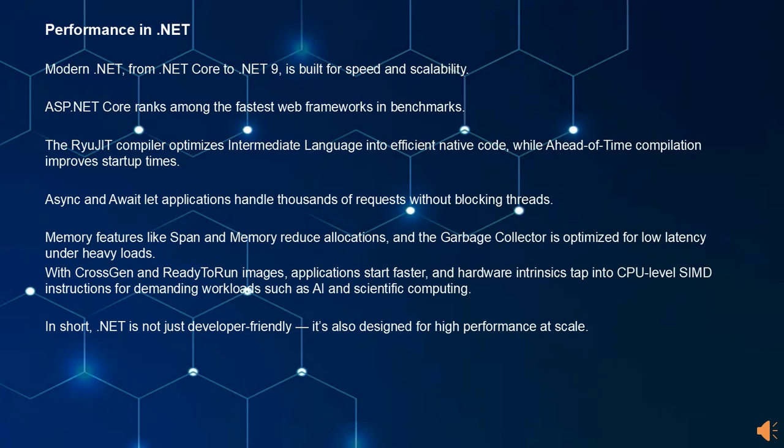Async and await let applications handle thousands of requests without blocking threads. Memory features like Span and Memory reduce allocations, and the garbage collector is optimized for low latency under heavy loads. With Crossgen and ReadyToRun images, applications start faster, and hardware intrinsics tap into CPU-level SIMD instructions for demanding workloads such as AI and scientific computing. In short, .NET is not just developer-friendly, it's also designed for high performance at scale.